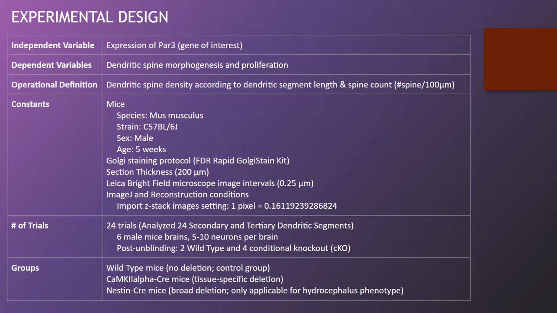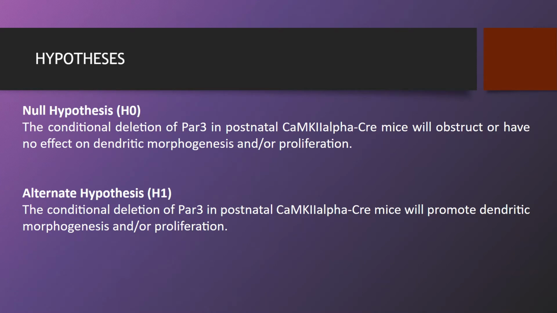The two main test groups pertaining to dendritic spine morphogenesis are the wild-type mice, which acted as a control group, and the tissue-specific knockout mice, CaMKIIalpha-Cre. With that being said, the alternate hypothesis of my experiment is that the conditional deletion of PAR3 in postnatal CaMKIIalpha-Cre mice will promote dendritic spine morphogenesis and/or proliferation.